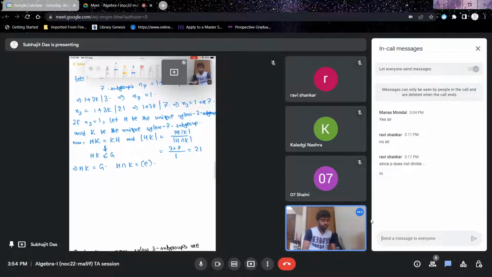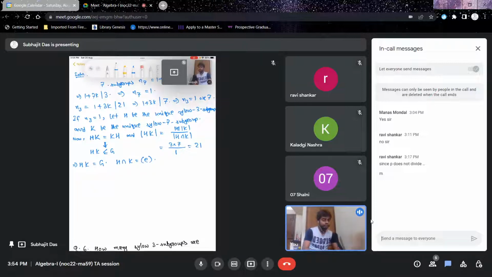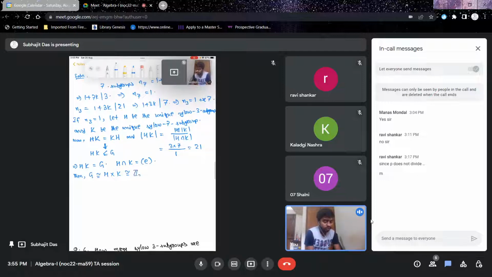Why? The best way to understand this is: G is isomorphic to H cross K. What is H? H has precisely 3 elements, so this is just Z3. There is one group of order 3, Z3, and there is exactly one group of order 7, because 3 and 7 are primes. They are the cyclic groups. So G is isomorphic to Z3 cross Z7, which is therefore isomorphic to Z21.